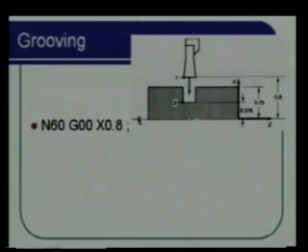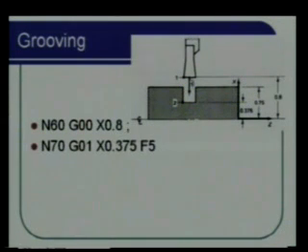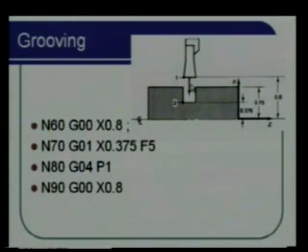So we will position the grooving tool at a clearance plane position, then go to the depth that is required, using G01 at whatever feed rate is required, and when you reach that point, give a dwell and then come back. So position the tool, go to the depth, stop there for a while, and then come back to the starting point.